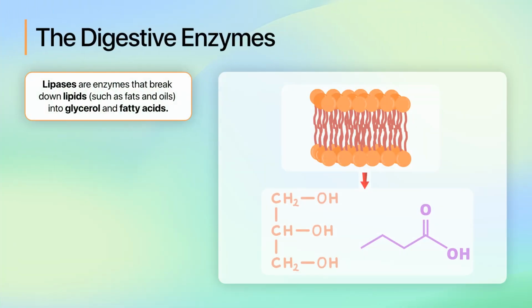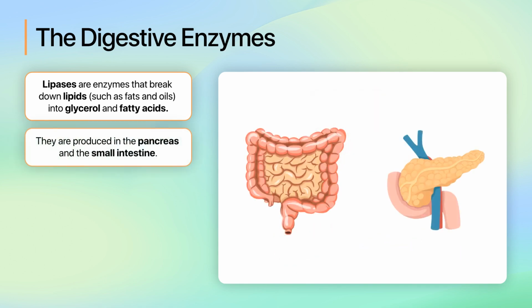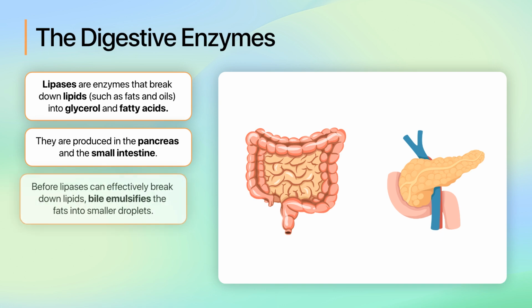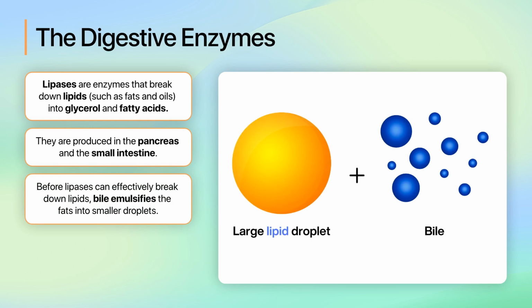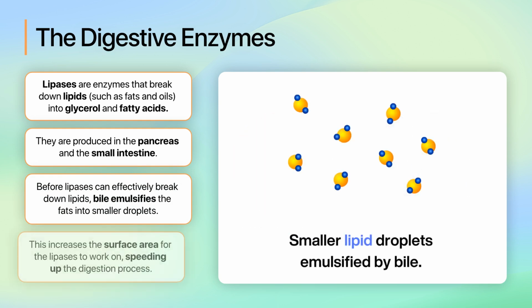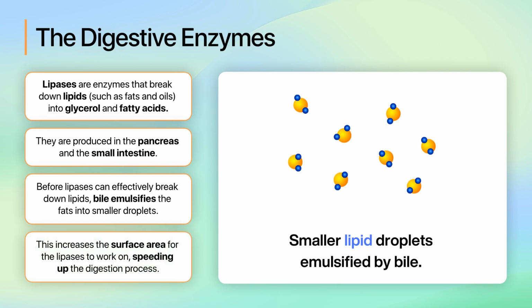Lipases are enzymes that break down lipids, such as fats and oils, into glycerol and fatty acids. They are produced in the pancreas and the small intestine. Before lipases can effectively break down lipids, bile emulsifies the fats into smaller droplets. This increases the surface area for the lipases to work on, speeding up the digestion process.